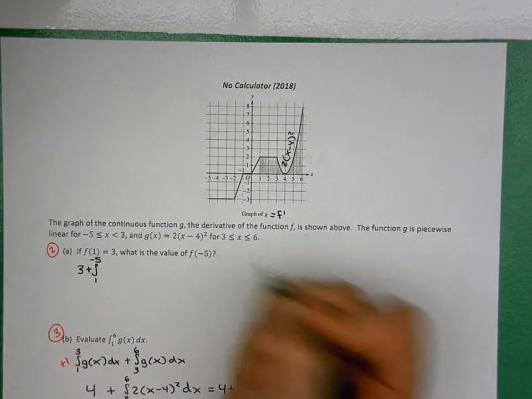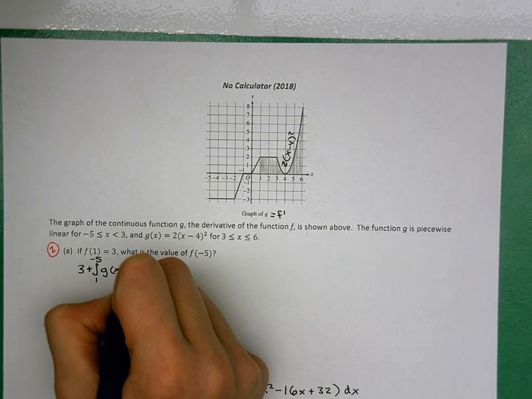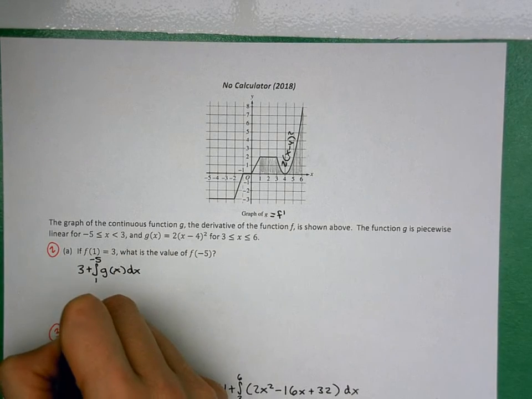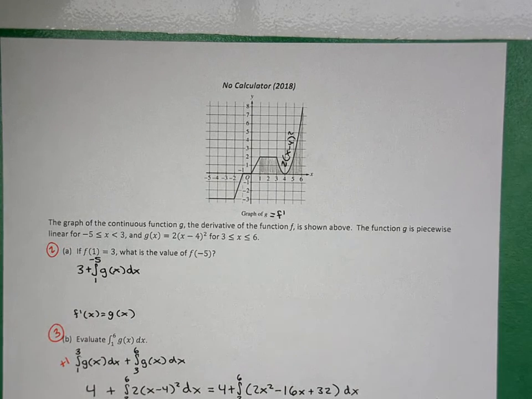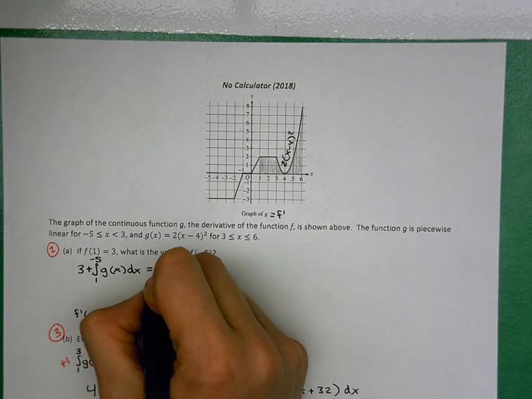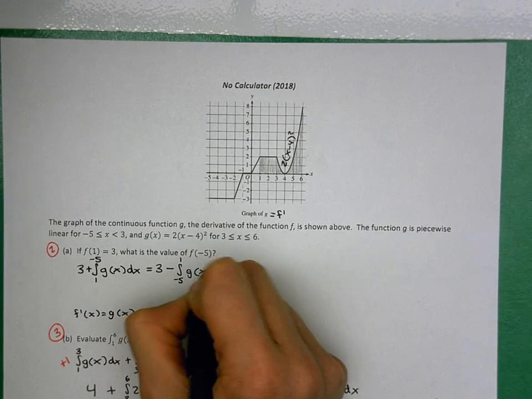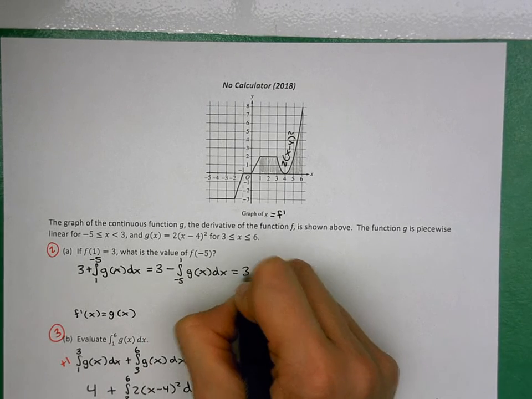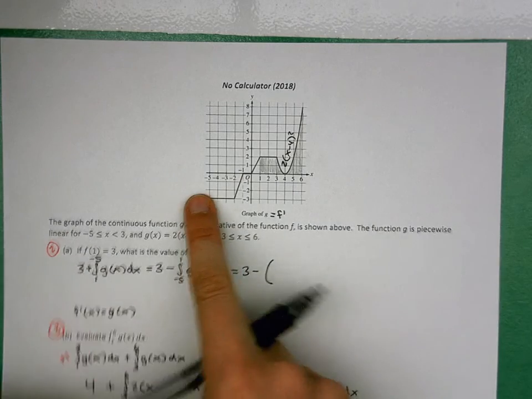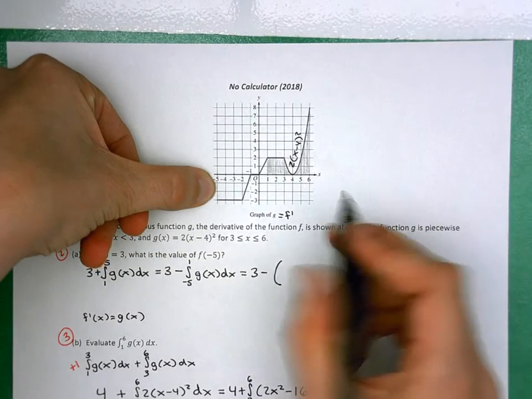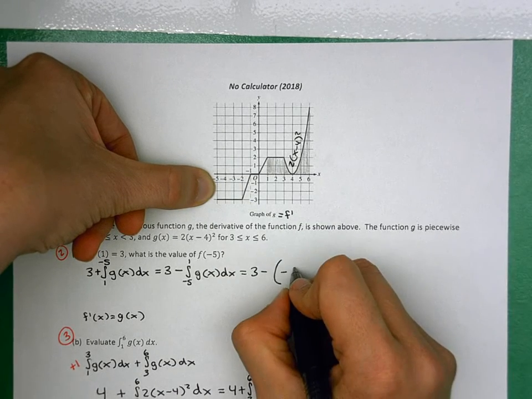And going inside is my f prime or my g, whichever one you want to write. Because remember, f prime of x equals g. So you can put either one in there. Which is upside down, so 3 minus the integral from -5 to 1 of g of x dx. And then that's just a bunch of areas from -5 to 1. Starting at -5, -5 to -2 is a square below the x-axis, so negative, base of 3, height of 3, so -9, 3 times 3.